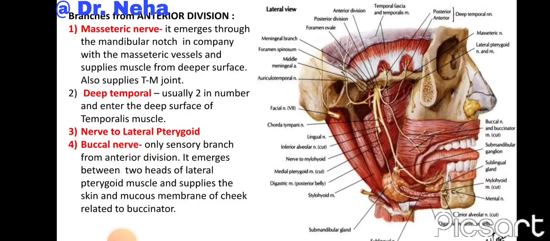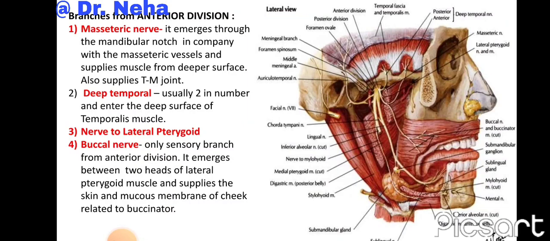Now the branches from anterior division. First is the masseteric nerve. It emerges through the mandibular notch in company with masseteric vessels and supplies the masseter muscle from its deeper surface. It also supplies TM joint.